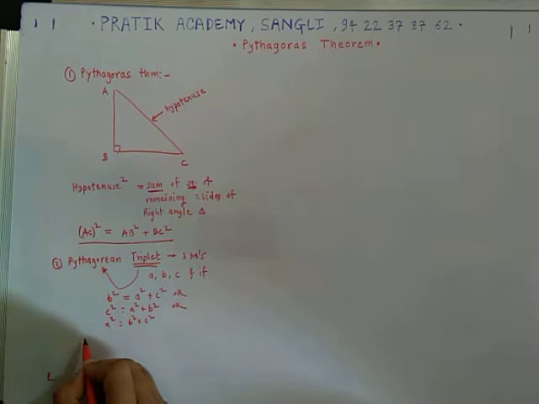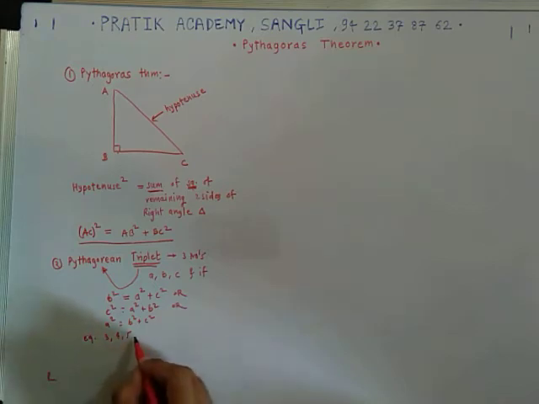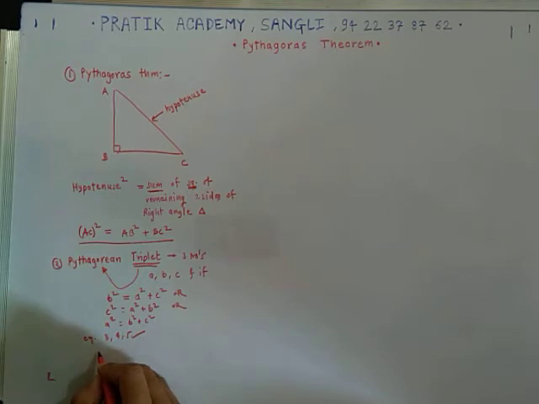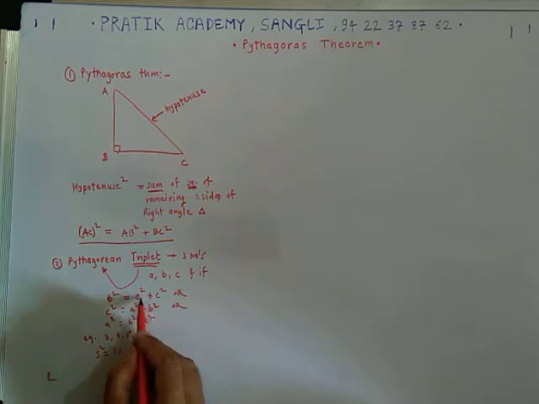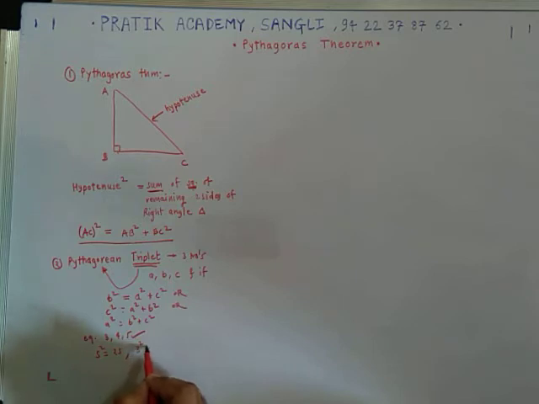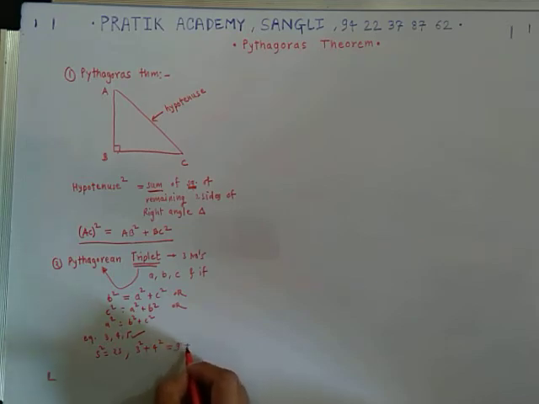For example, let's take the example of 3, 4, 5. What is the larger number here? The larger number is 5. Then what is the square of 5? 5 square is 25. Then we require the sum of squares of the remaining two numbers. 3 square plus 4 square is equal to 9 plus 16. It is equal to 25.